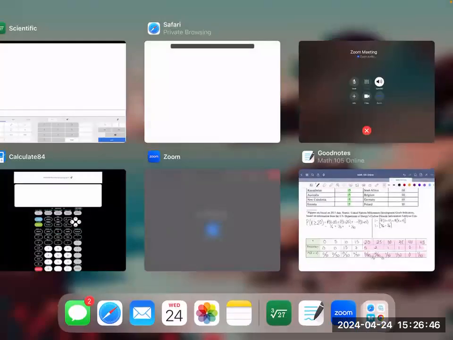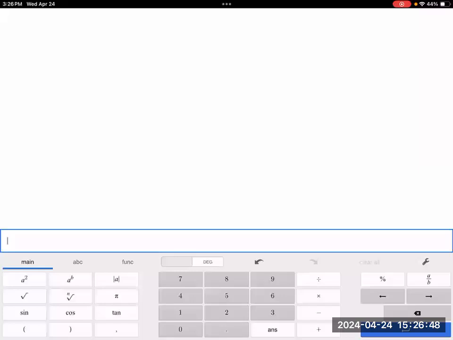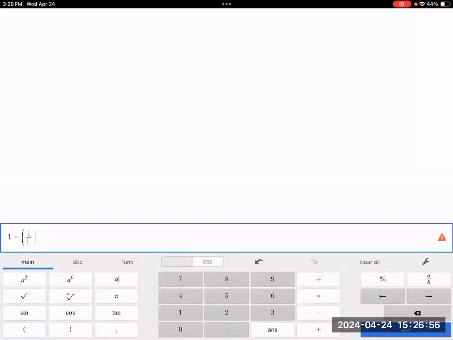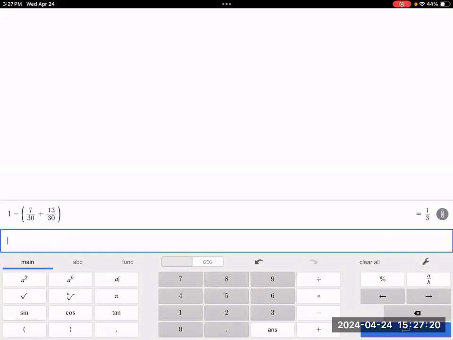So I'll show you that quickly. We can do that on Desmos. It's a 1 minus. Then we have 1 out of, nope, we have 7 out of 30. Plus, notice that I'm doing parentheses so that I can add, plus 13 out of 30, close parentheses. So about 1/3 or 0.333. Otherwise, you can certainly add up all of those probabilities.